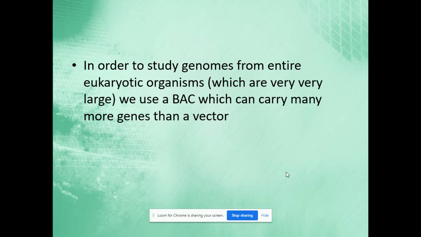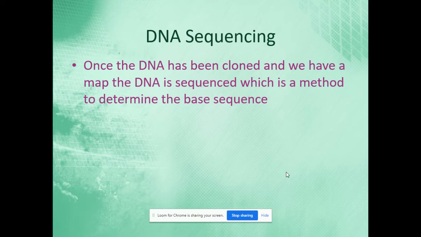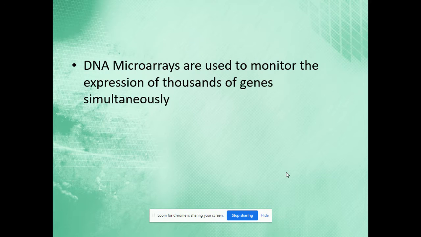In order to study genomes from entire eukaryotic organisms, we use a BAC, which can carry many more genes than a vector can. Once the DNA has been cloned, we have a map of the DNA and it's sequenced, which is a method to determine the base sequence.